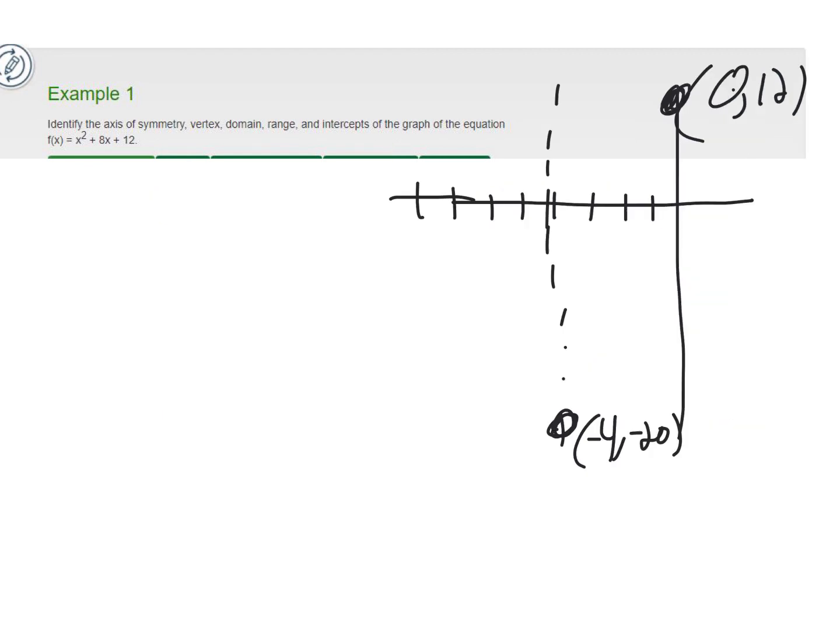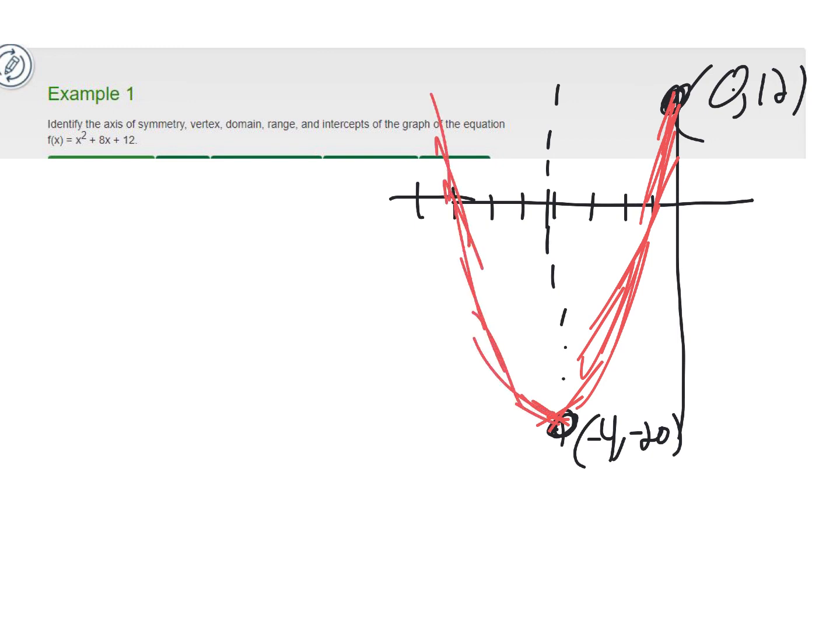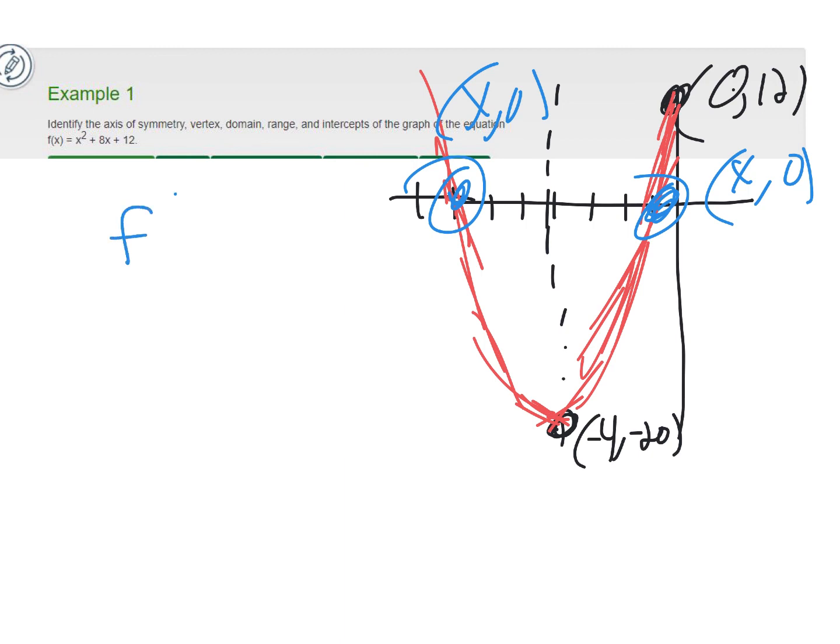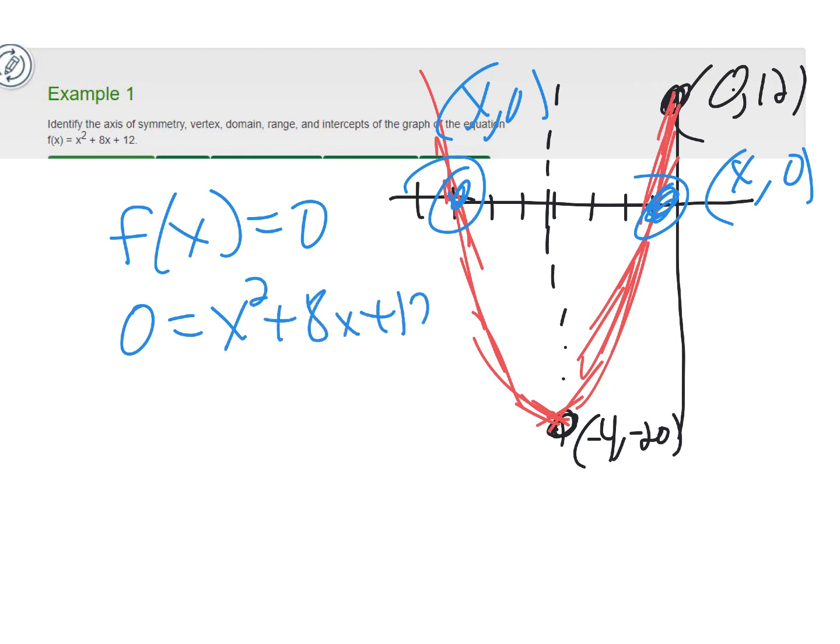So to find the x-intercepts, again, my scale is probably not right, so we won't worry too much about that right now. I'm looking for where it crosses the x-axis. And at each of those points, whatever they are, I know y is equal to 0. So what I'm going to do is find out where this function equals 0. So I'm going to write 0 equals x squared plus 8x plus 12. Now, unfortunately, this isn't as easy as finding the y-intercept because this is a quadratic equation, so we have to factor it.